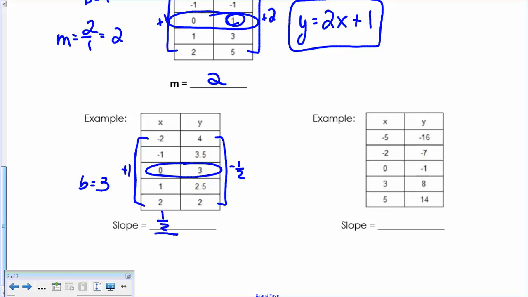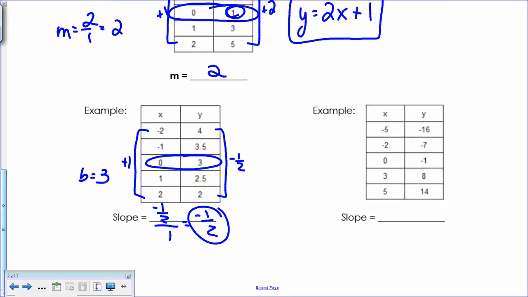So if I write a half over 1, that's still a half, right? It's negative a half, because anything over 1 is itself. So our slope is negative a half. So if our slope is negative a half, our y-intercept is 3, what's the equation for that table? What's the equation for that table? Julia?